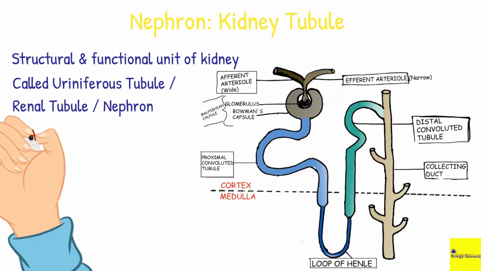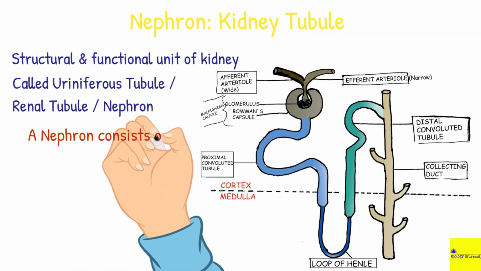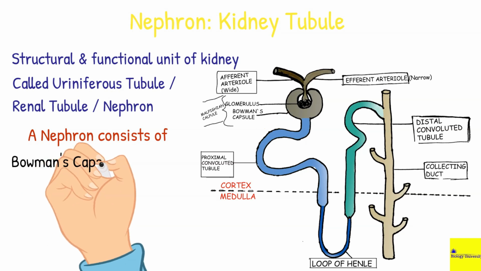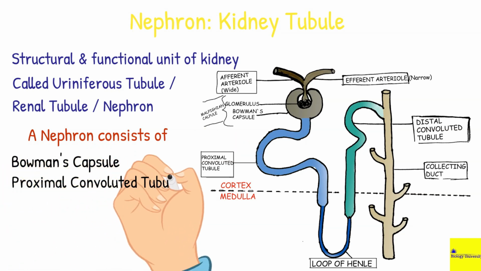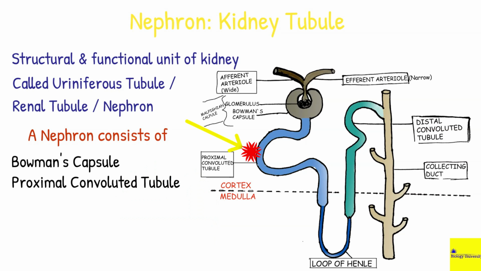The Bowman's capsule, which is a thin-walled single-cell epithelium cup shaped somewhat like a hollow ball pressed deep on one side. We'll talk about Bowman's capsule later on in the slides. This Bowman's capsule runs into proximal or the first convoluted tubule or PCT, which means it is nearer to the Bowman's capsule. Now both the Bowman's capsule and the proximal convoluted tubule lie in the cortex part of the kidney.